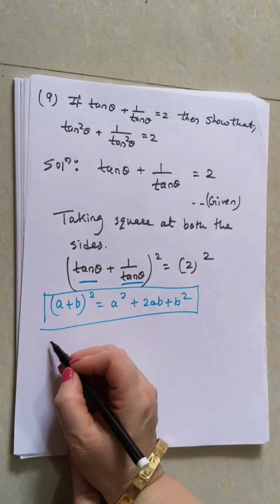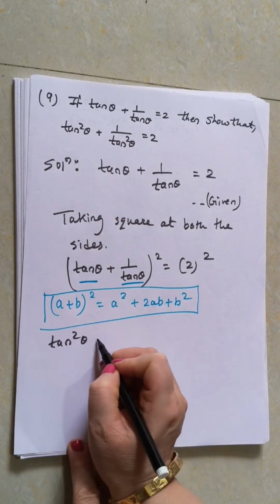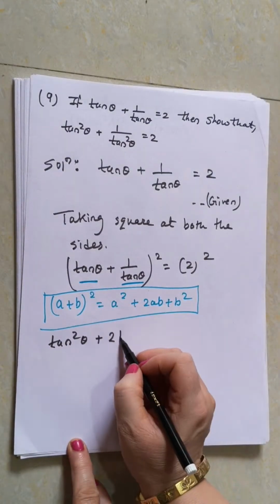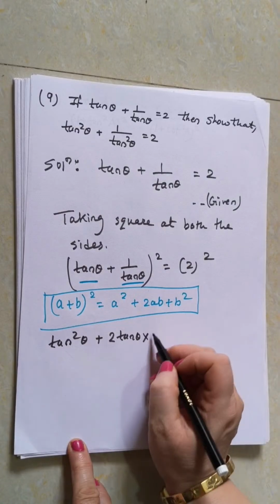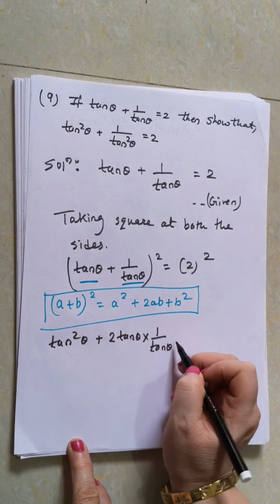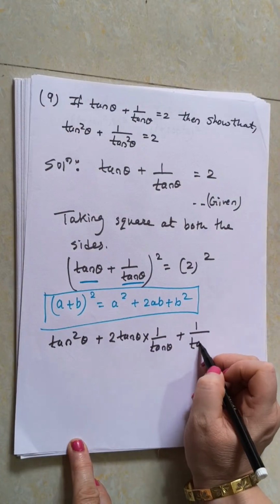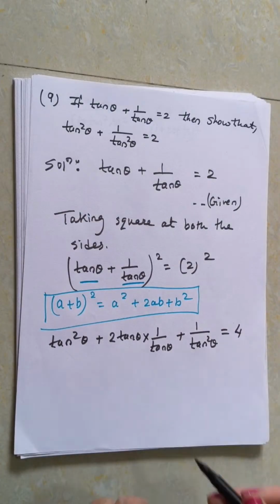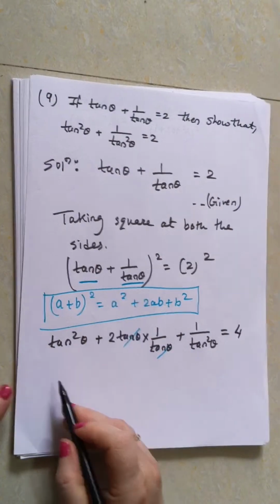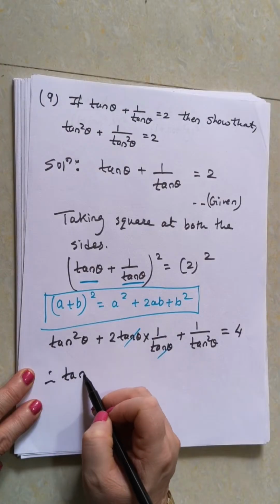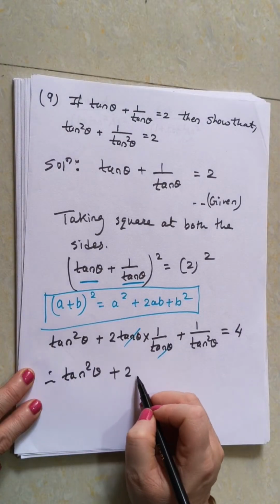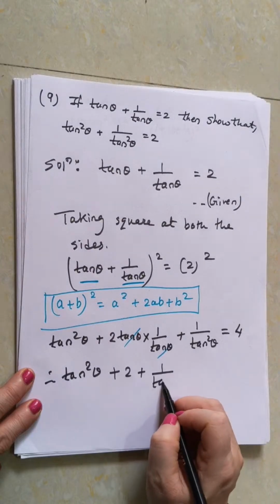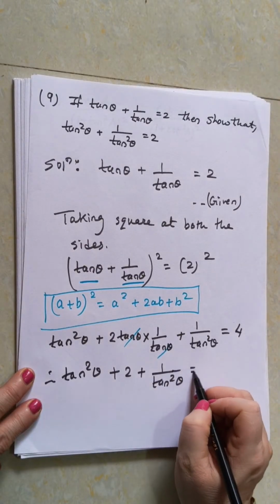A square means tan square theta, plus 2 into a, that is tan theta, into b, that is 1 upon tan theta, plus b square, which means 1 upon tan square theta, and that is equal to 2 square, which is 4. Now see here, this tan and this tan will be cancelled. So what will be left? Tan square theta plus 2 plus 1 upon tan square theta is equal to 4.